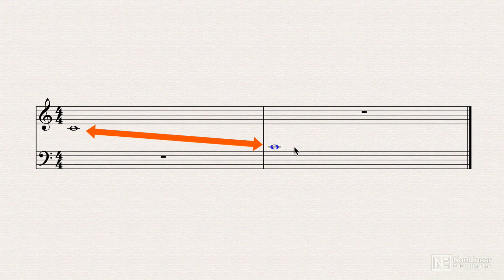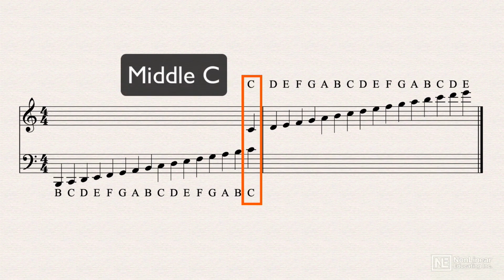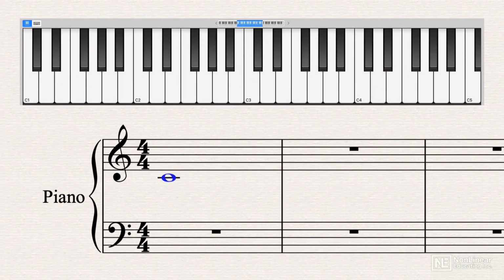Now, these two notes on C are actually the exact same pitch, so you can think of the grand staff as a range of all the notes on the piano, and the two staves are connected in the middle by this note C. This C in the middle of the two staves is appropriately named middle C. On the piano, middle C is located here.